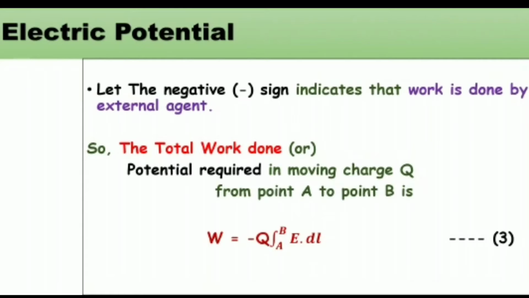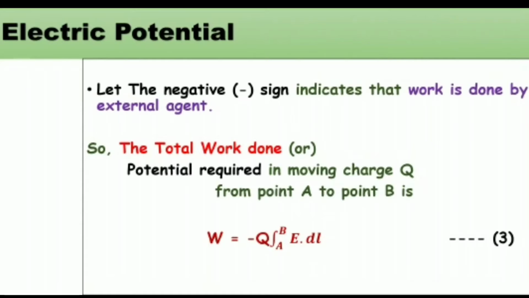So the total amount of work done, or the potential required in moving the charge Q from point A to point B: just now we went for a differential length, or an incremental length. Now let us calculate it for the total length of that line. Then capital W is equal to minus Q integral over the length of line from point A to point B of the electric field produced, E dot dl, our third equation.